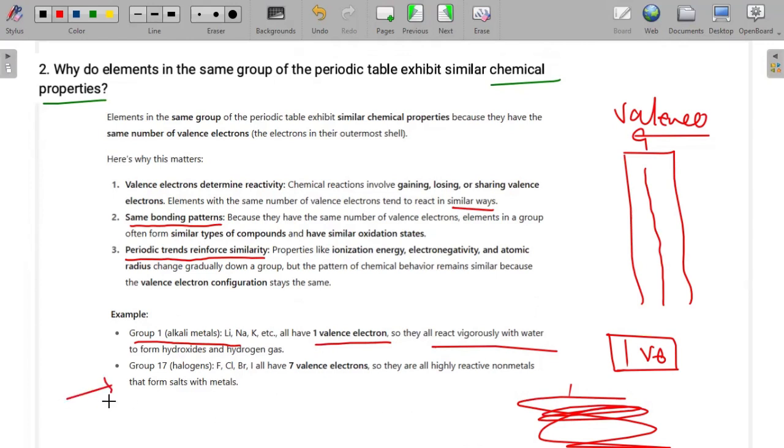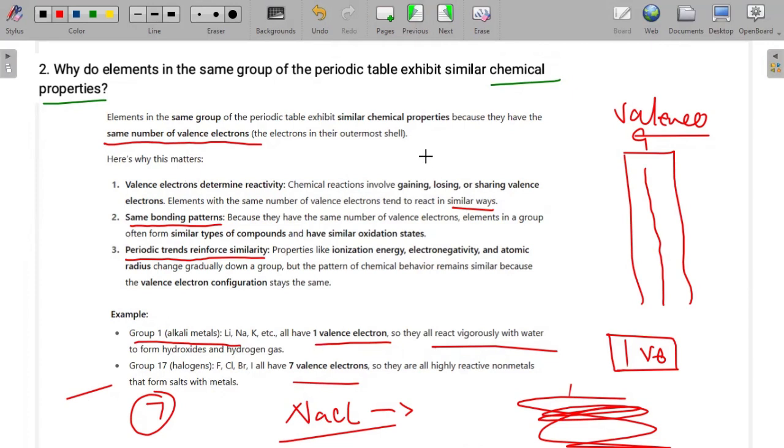Another example is group 17, which is the same as group 7. These ones here, the halogens, have 7 valence electrons. They are highly reactive nonmetals, and when they react, they usually form salts. For example, if they react with sodium, they form sodium chloride, which is a salt. So the reason behind those similar chemical properties is that they have the same number of valence electrons. And then you can just try to explain it based on how many marks that question has.